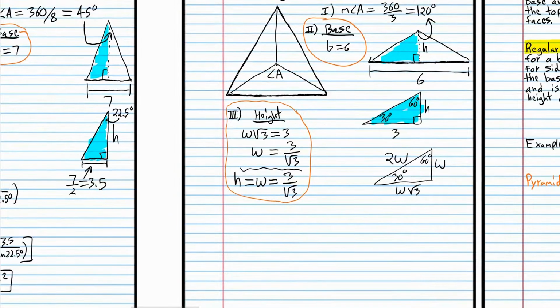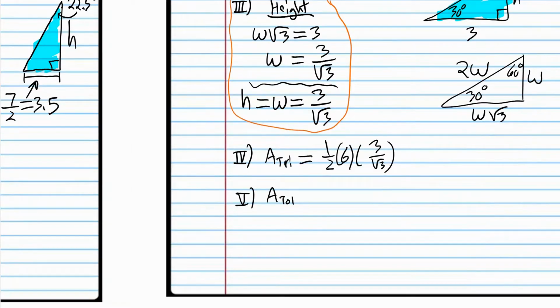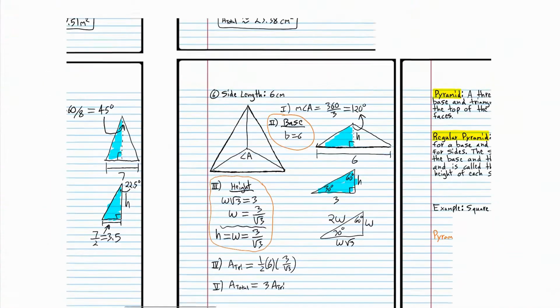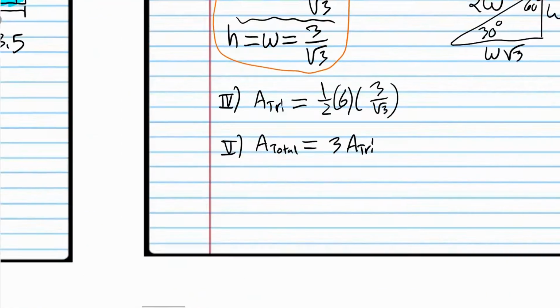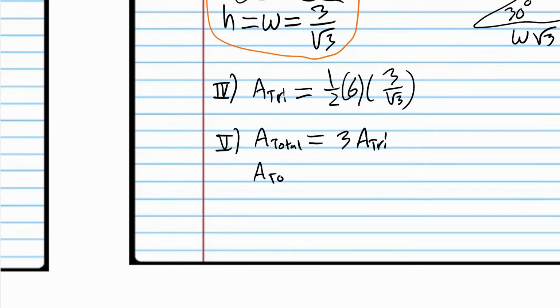So now that we have the height, we can go on to step 4. The area of the triangle is equal to 1/2 times the base, which is 6, times the height, which is 3 over root 3. Total area of the entire polygon is equal to 3 times the area of the triangle, because there are 3 triangles up here, right? 1, 2, 3. So the total area is equal to 3 times 1/2 times 6 times 3 over root 3.